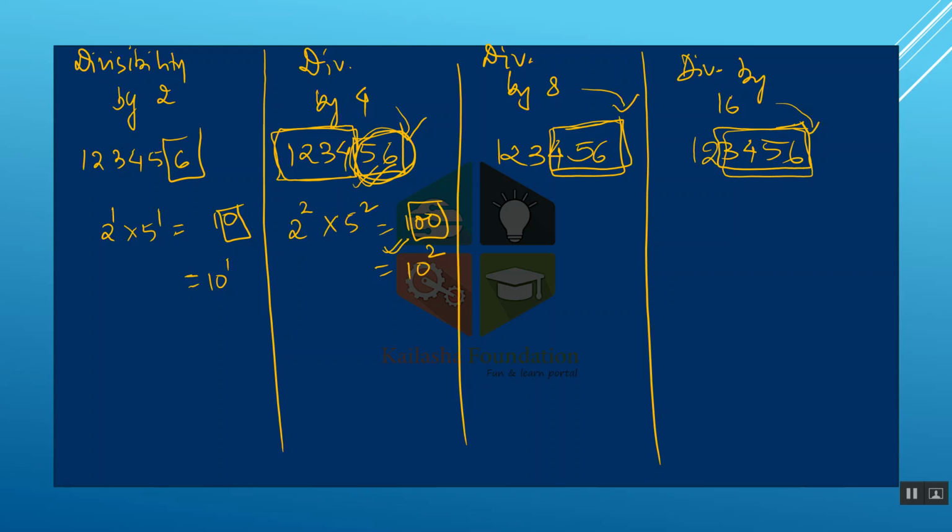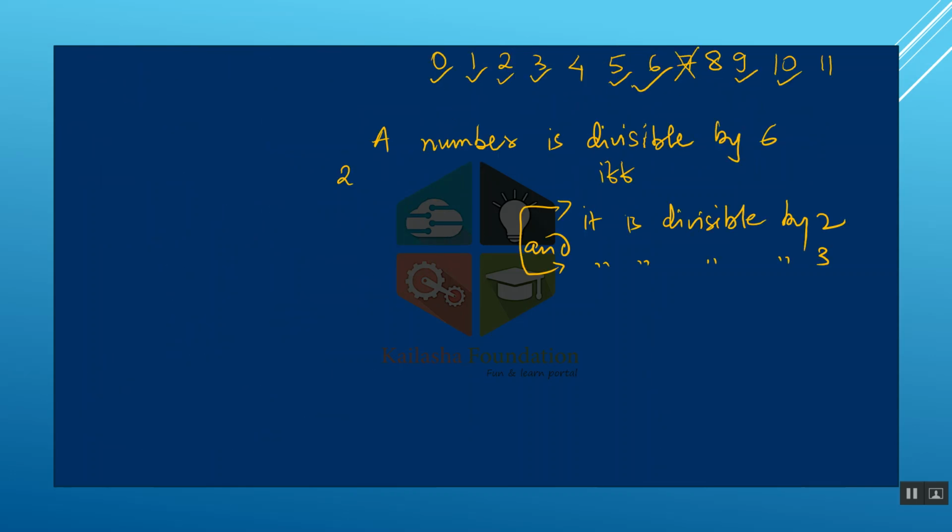Okay. In the same way, something 1000 is divisible by 8. So 123,000 is also divisible by 8. So 456 only has to be checked. So for divisibility by 2, last one digit. For divisibility by 2 power 2, last two digits. 2 power 3, last three digits, and 2 power 4, last four digits, and so on. So 4 and 8 done.